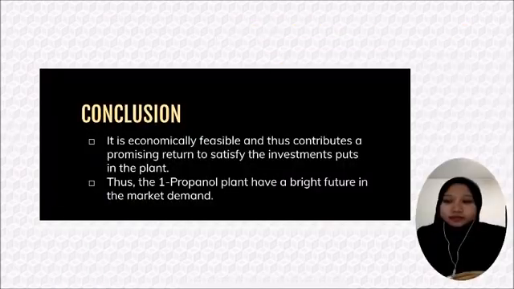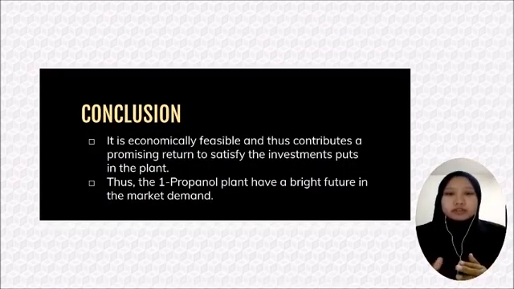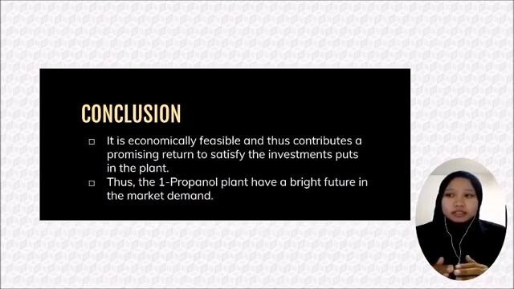15.2%. It can be concluded from the diagrams that the payback period is less than 5 years, and it requires 3 years to recover the fixed capital investment. Thus, this plan has future value because it is economically feasible and it will contribute a promising return on investment.